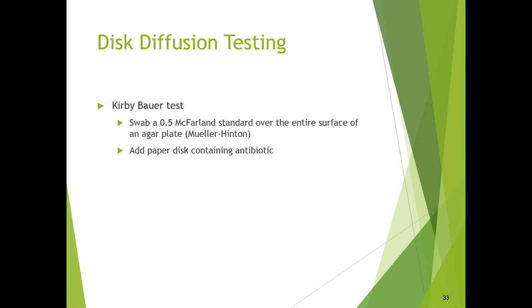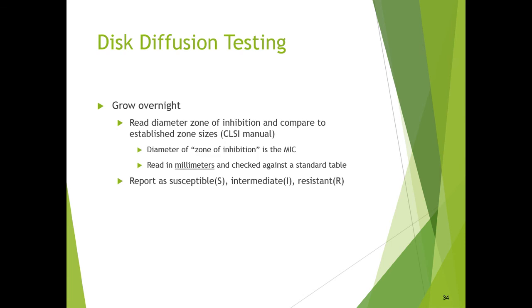Okay, so disc diffusion testing. We also call this Kirby-Bauer test. And what you do is you take a swab of your 0.5 McFarland standard inoculum, and you swab it over the entire surface of the plate. And we usually use a Mueller-Hinton plate for this. And then once you've swabbed your entire plate with your organism, then you add a paper disc that contains the antibiotic on it, and you incubate it overnight.